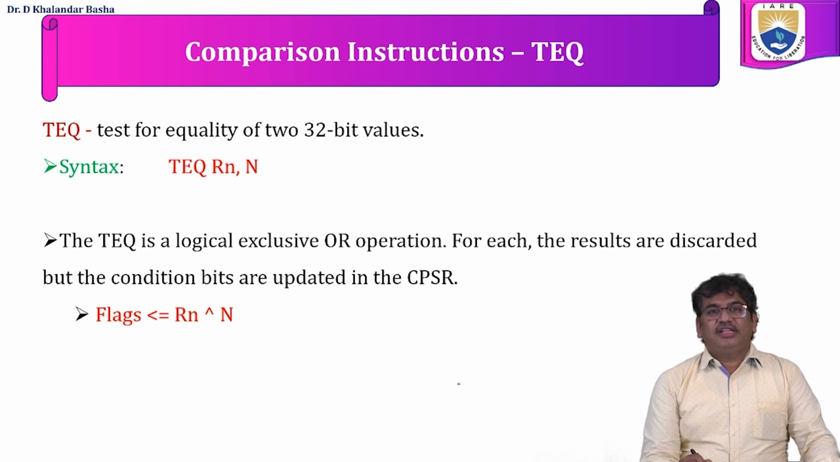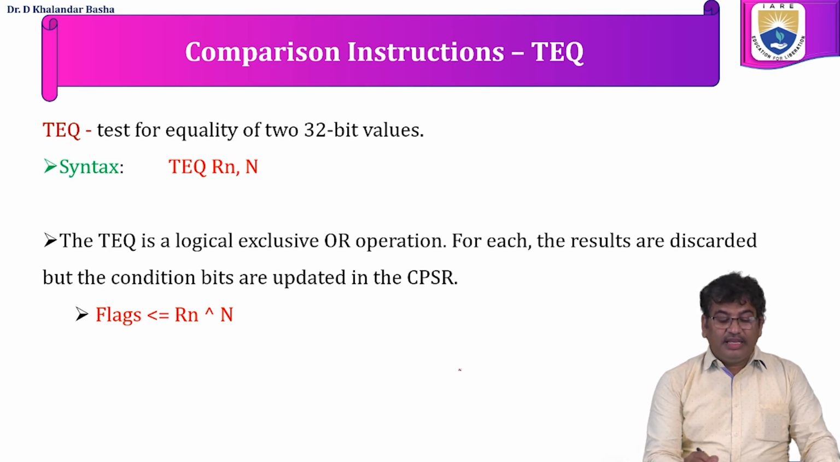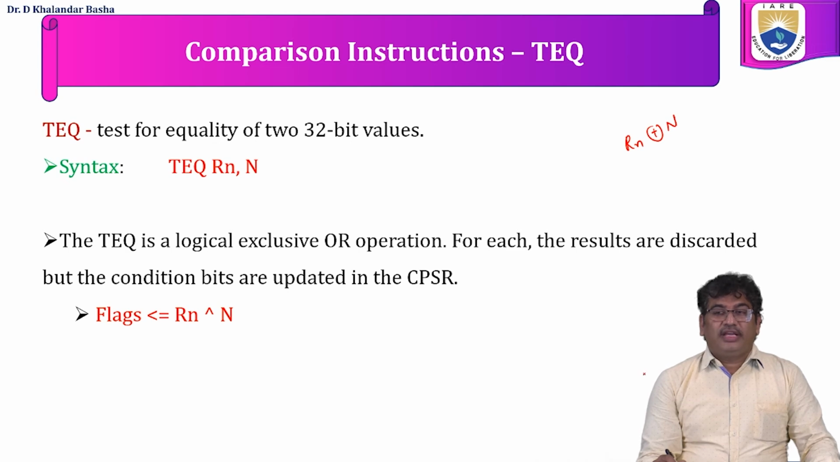The next instruction is TEQ, which is test for equality of two 32-bit values. TEQ Rn, N. This TEQ is a logical exclusive OR between the Rn register contents and N value. The result is discarded, but the condition bits are updated in CPSR.